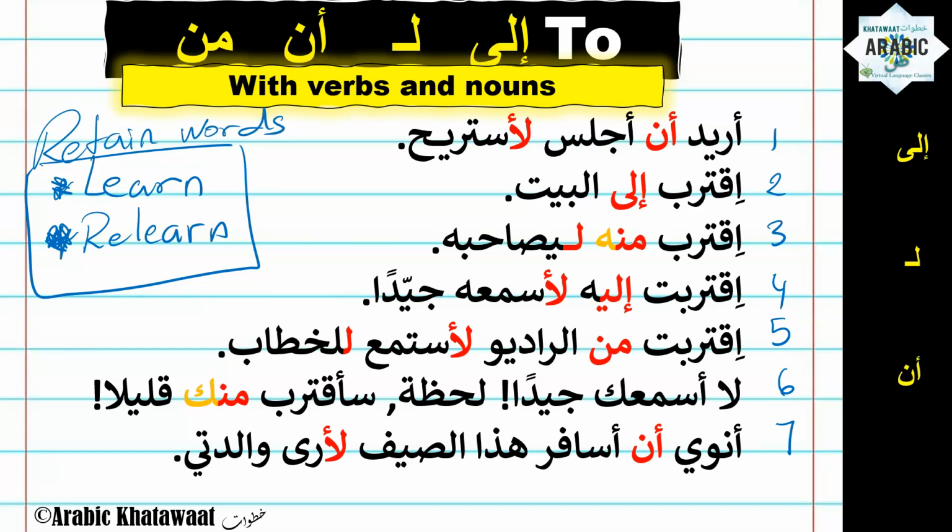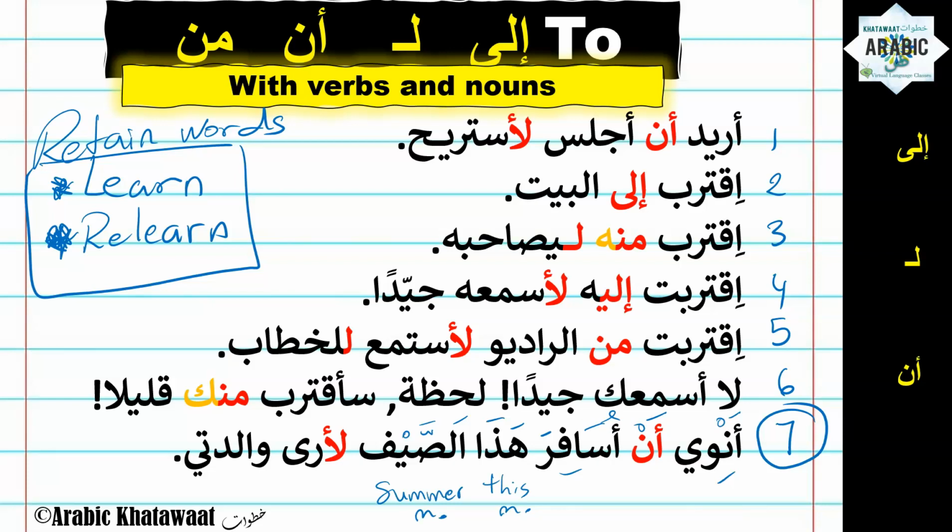So let's keep going. The seventh example we have أنوي. I intend. أنوي أن أسافر. I intend to travel. هذا. This. And I'm using this masculine. أنوي أن أسافر هذا الصيف. This summer. And because summer is a masculine word, I'm using this masculine.